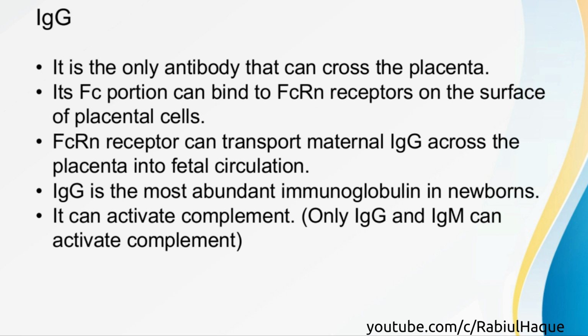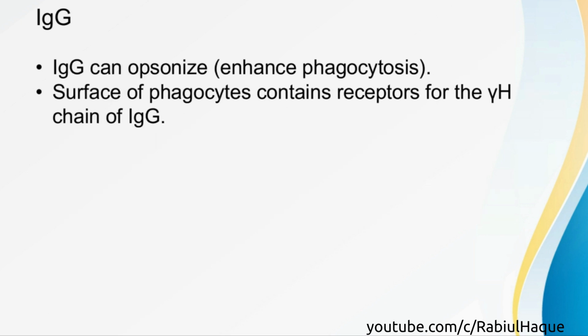Always remember, immunoglobulin G can activate complement. Immunoglobulin G and immunoglobulin M, these 2 are the only antibodies that have the capability to activate complement. Immunoglobulin G can opsonize or enhance phagocytosis. The surface of phagocytes contains receptors for the gamma H chain or the gamma heavy chain of immunoglobulin G. That's why immunoglobulin G can enhance phagocytosis.